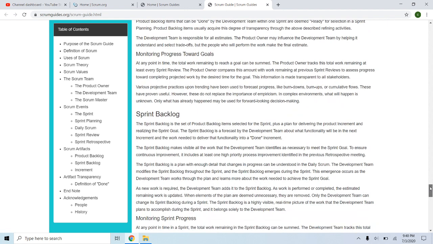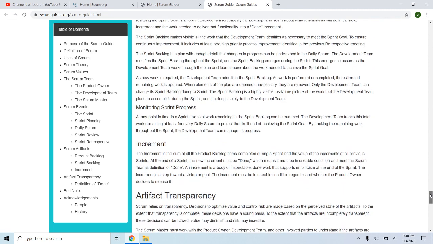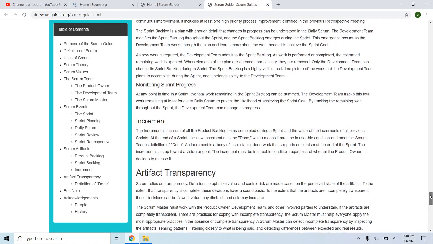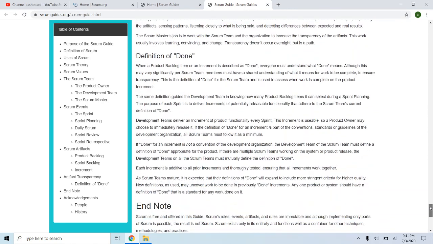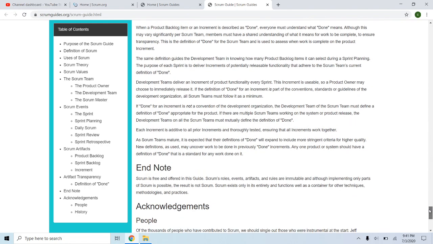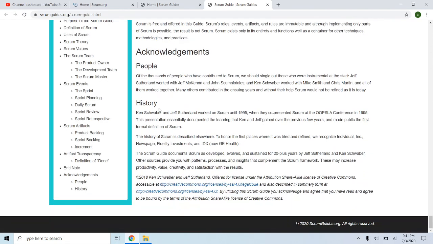Lastly, it has a section about monitoring progress towards goals, sprint backlog with additional details, increments, artifact transparency, the definition of done, which is very big. It may seem simple to individuals who are not as familiar with Scrum, but it is very, very easy to consider an item almost done. I can work on 20 different tasks and be 5% close to finishing this one, 20% close to this one. Definition of done means, again, completed. What does that mean? How do we make sure that we're not stretching the truth, essentially? You'll see your end notes, acknowledgement, and history.